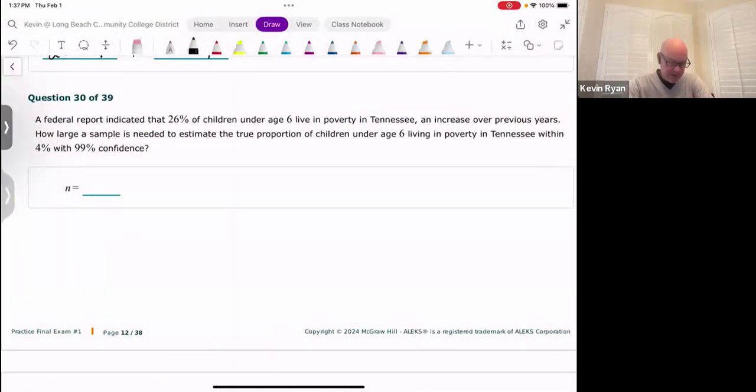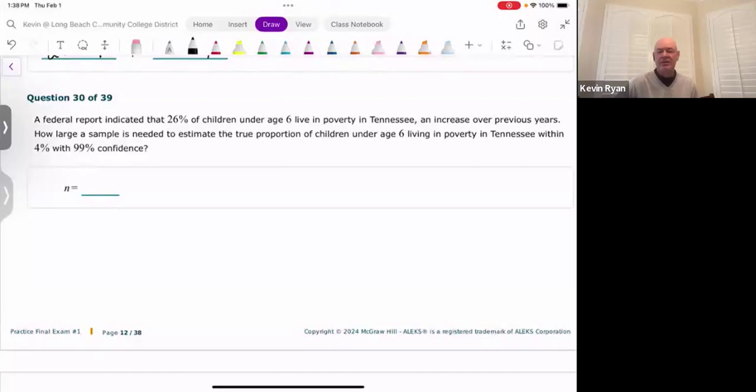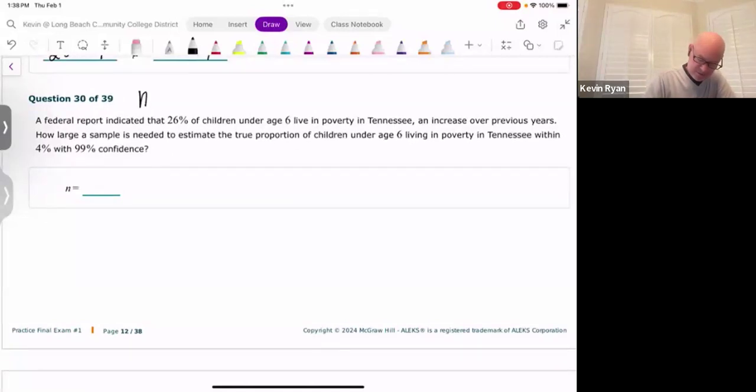A federal report indicated that 26% of children under the age of 6 live in poverty in Tennessee, an increase over previous years. How large of a sample is needed to estimate the true proportion of children under age 6 living in poverty in Tennessee within 4%, with a 99% confidence? Okay, so we have a lot going on with this one. The formula that we're going to be using is here.